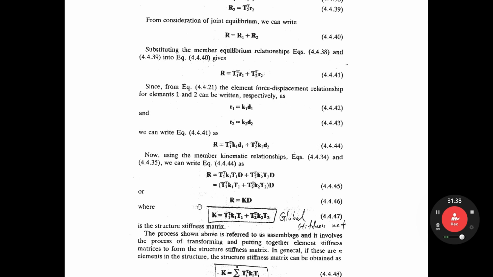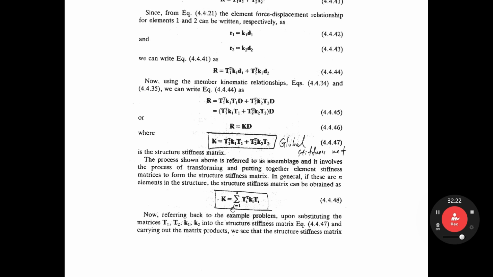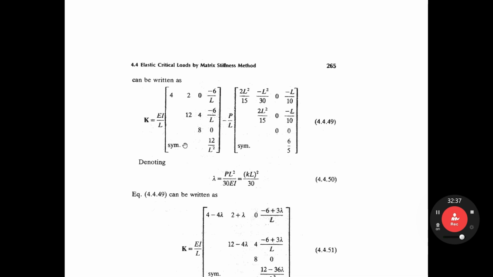So the global coordinate stiffness matrix can be written with the local coordinate stiffness matrix, the member stiffness matrix before transformation, transpose, and transformation. So T1 transpose K1 T1 plus T2 transpose K2 T2, with T the transformation matrix. This is a way to get the stiffness matrix of the global coordinate. So we can rewrite like this, sigma. This matrix operation, then finally you can get this global coordinate stiffness matrix.